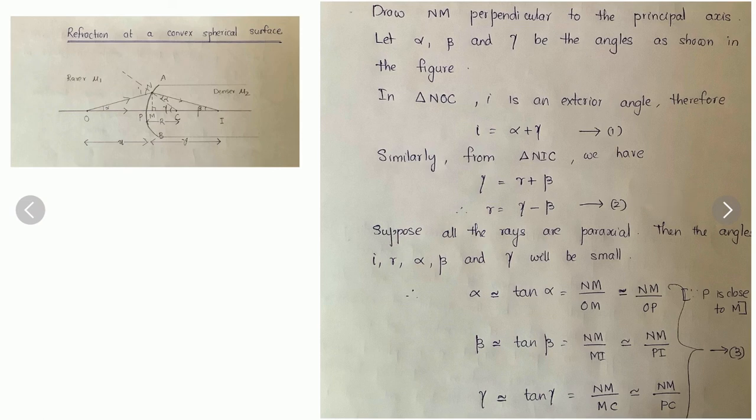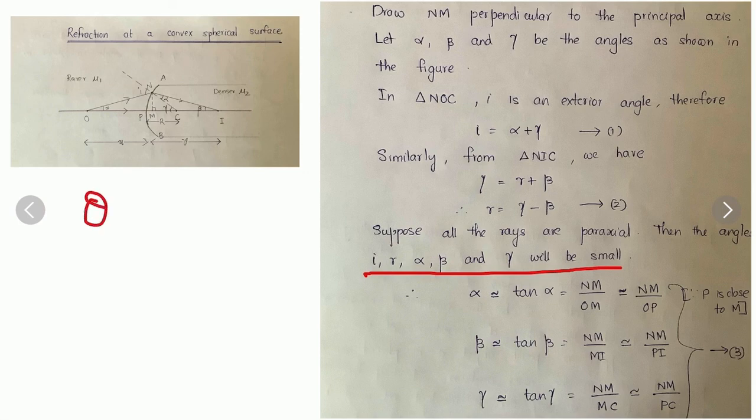Then after that, let us suppose all the rays are paraxial. Paraxial rays means the rays which are parallel to the principal axis, and they make a small angle with respect to the principal axis. Then all these angles I, R, alpha, beta, gamma are very small. You all know one thing, no?